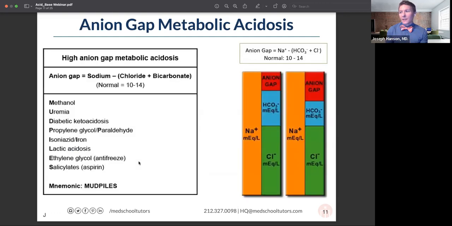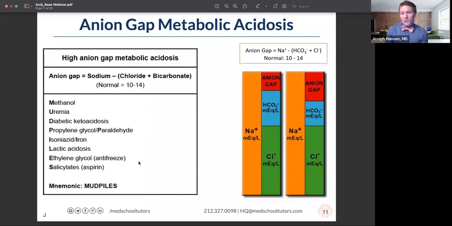Just to elaborate, you can see the difference in our graphs on the right there compared to what we had talked about before. And the mnemonic I like best here is mud piles. This is the one that I would always use on the exam. I'll point out that the highest yield ones that we can expect to see are probably going to be methanol, ethylene glycol, diabetic ketoacidosis, and aspirin toxicity. Those are the big ones that are likely to show up. Can't really say I've seen too many questions about propylene glycol, paraldehyde, or even uremia for that matter.